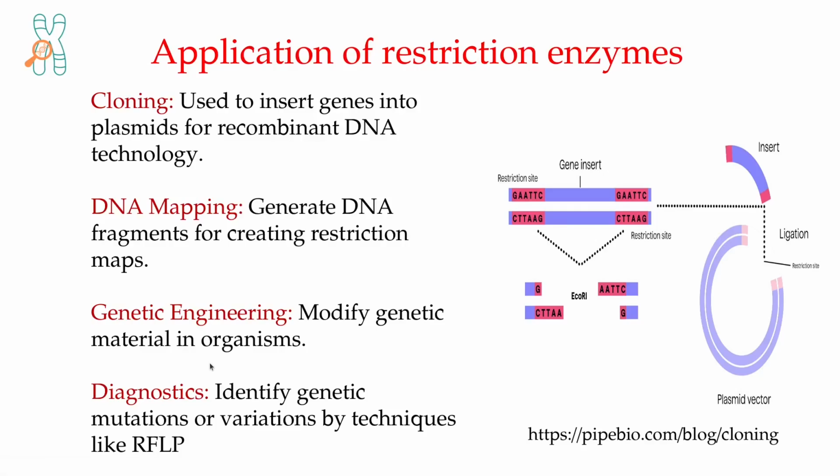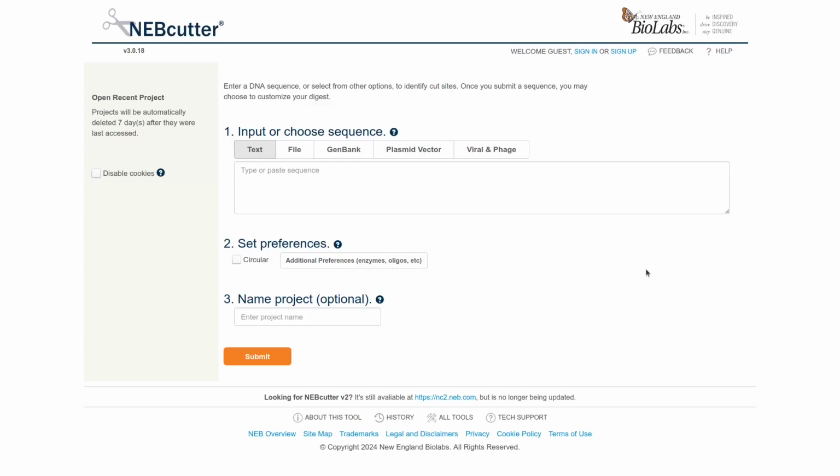Now let's go to the practical part using the NEBCutter 3.0 online tool. As you can see, this is the interface of the NEBCutter 3.0 online tool to choose your specific restriction enzyme. All you are going to do is paste your sequence of interest here, check if it is a linear or circular sequence, and submit.